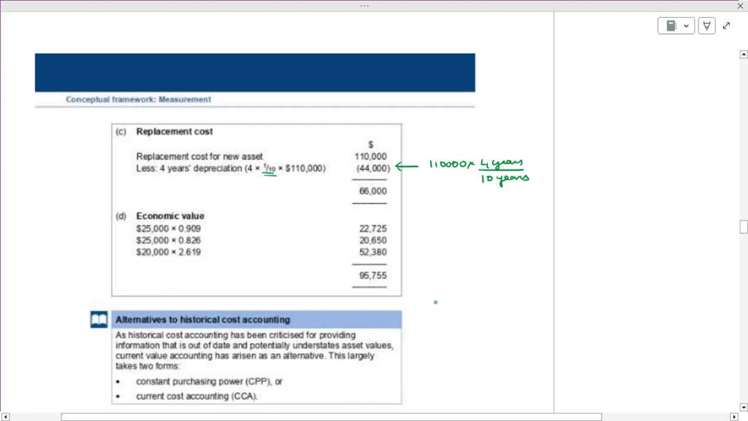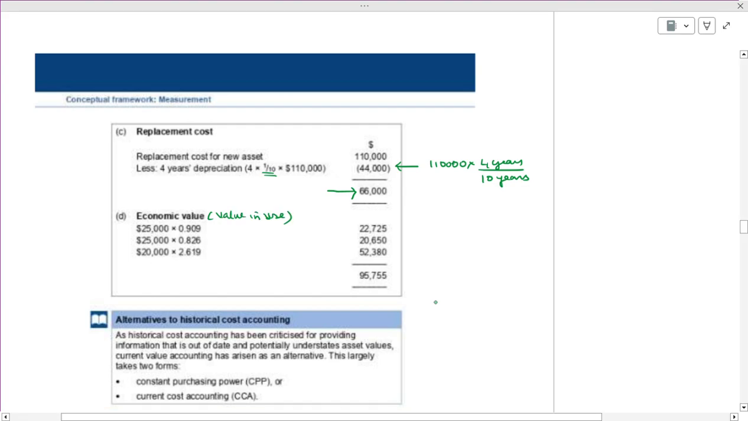That is the reason there is a confusion. In the beginning also we have taken 4 years depreciation. In the replacement cost also we have to reduce 4 years. How much is the replacement cost? Replacement cost is 66,000. Understand how we are doing this. Economic value is nothing but value in use.